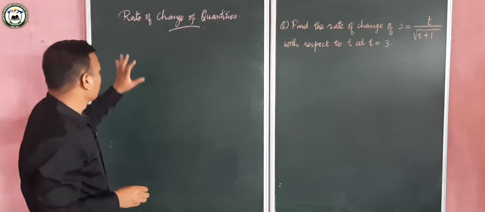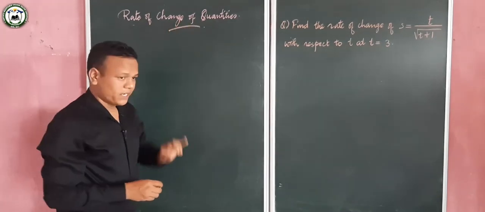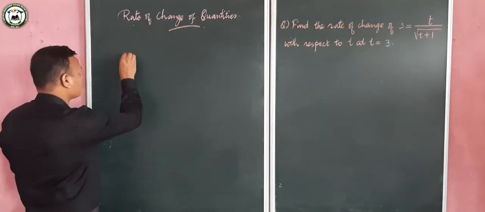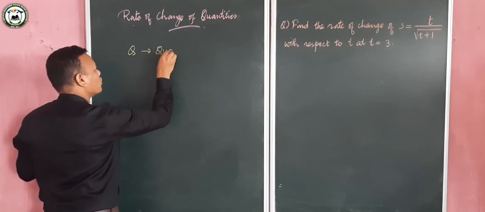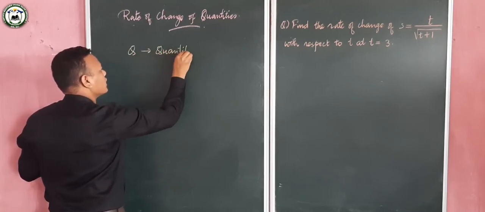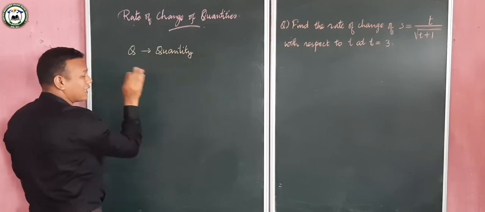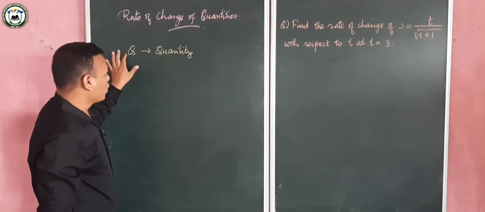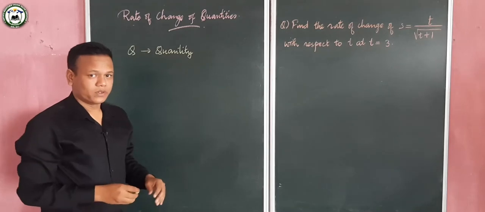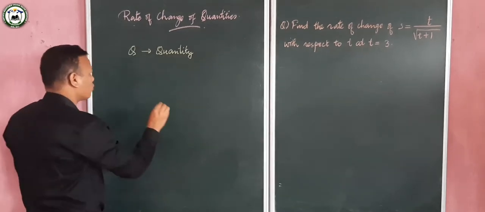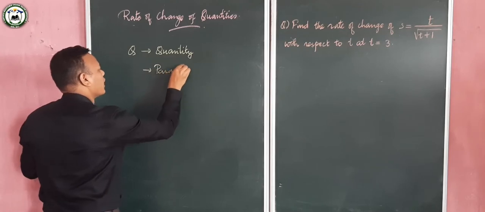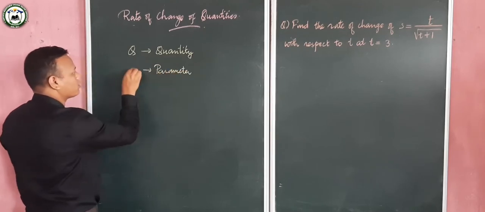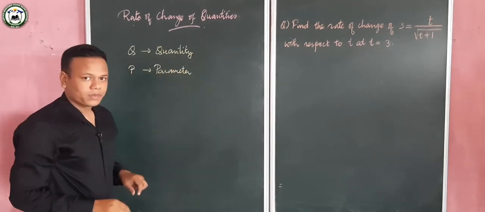Now, rate of change of quantity. Here I'm denoting the quantity by Q. So Q stands for quantity. And let me assume that this quantity depends on something, and that something is known as a parameter. Let me denote this parameter by the letter P, capital P.